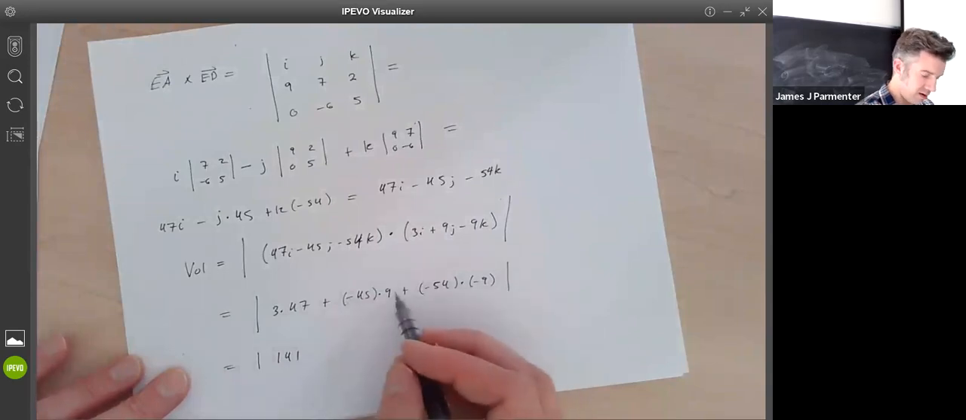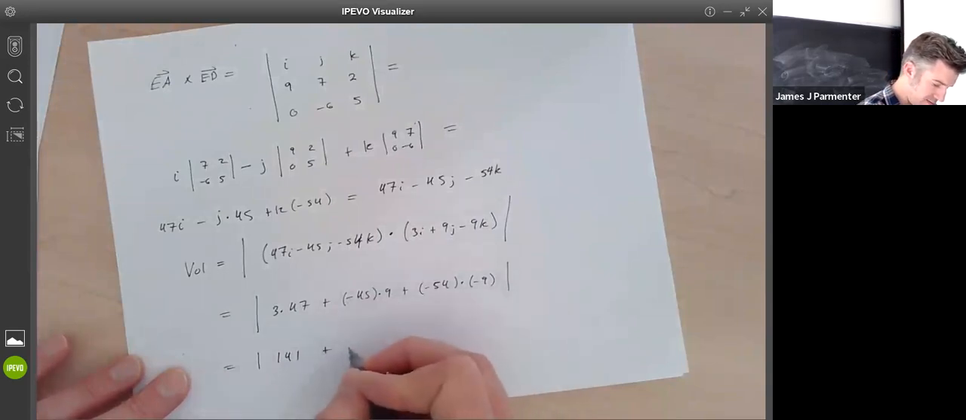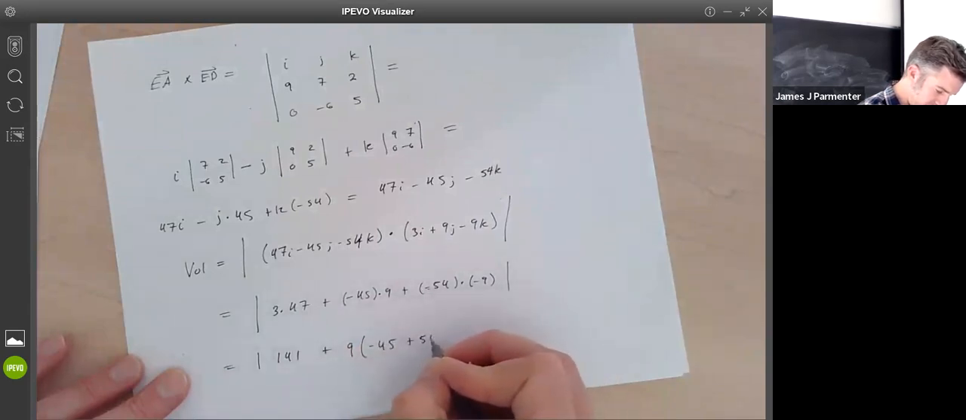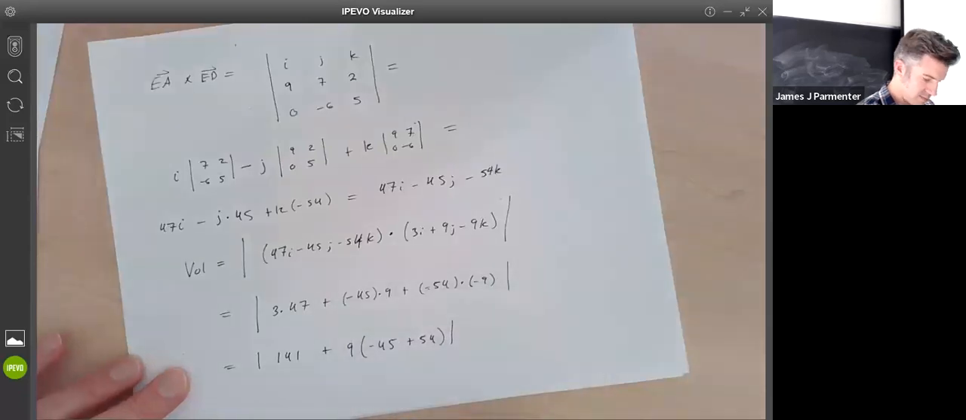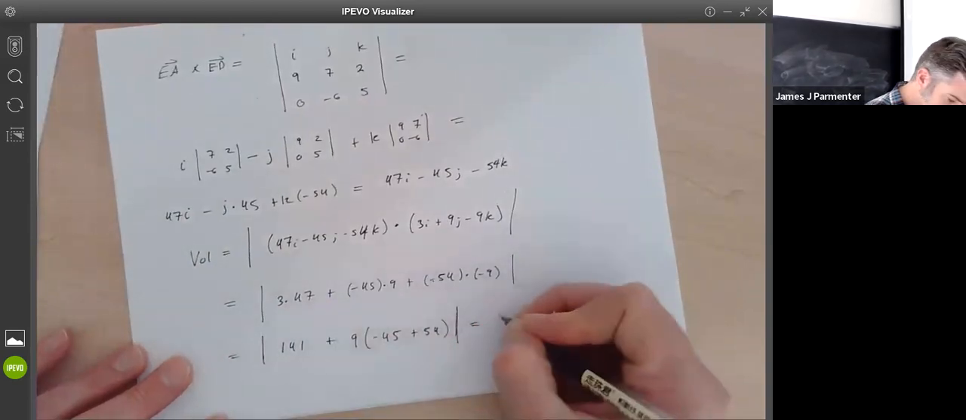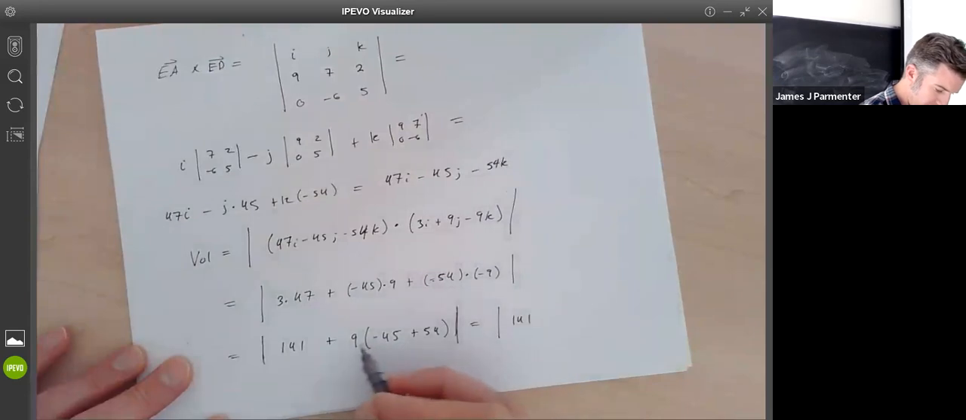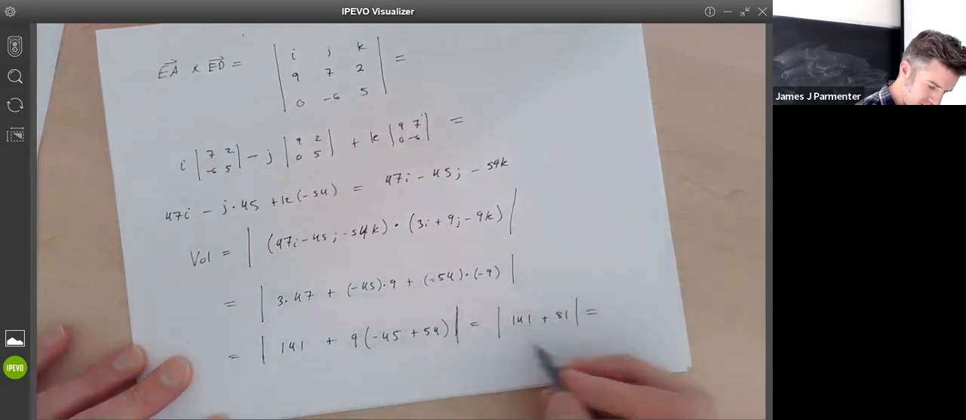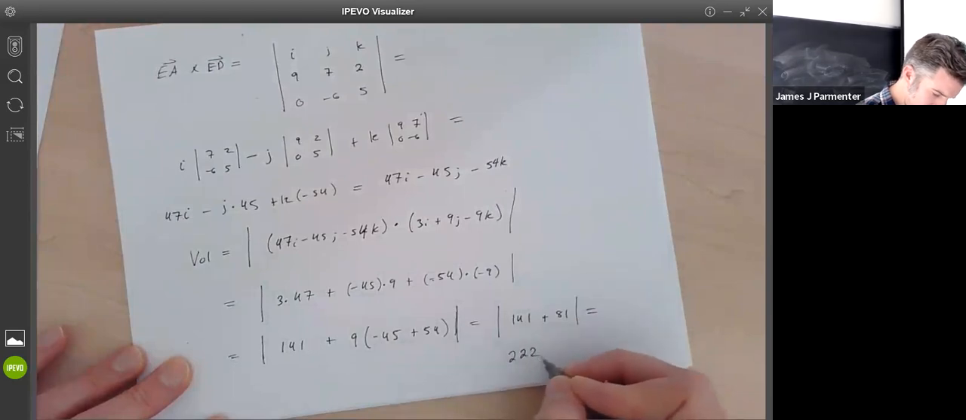Here's what I would do here. I would factor out the 9 and say I have a negative 45 plus a 54. Kind of slick, right? Not really. It's not that slick. And then we get the absolute value of 141, and that's going to be 9 times 9, which is then going to be 222.